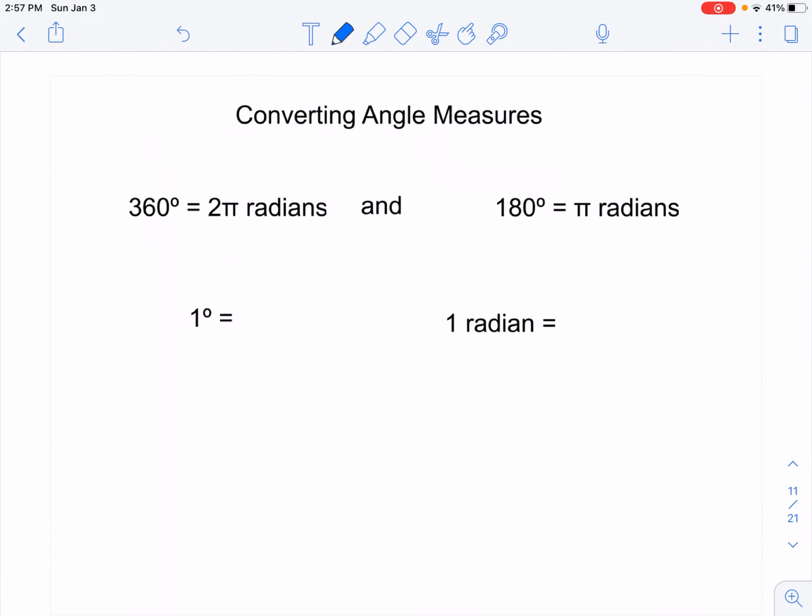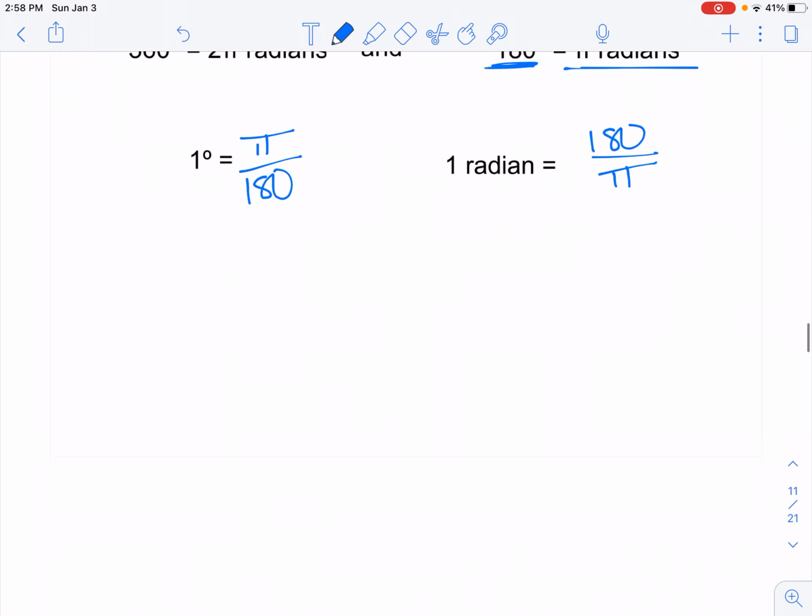So you can convert angles by using the fact that 360 degrees is equal to 2 pi radians. Or, if you divide both sides by 2, 180 degrees is equal to pi radians. So 1 degree would be equal to pi over 180 radians. And 1 radian would be equal to 180 divided by pi. So now we can go ahead and convert degrees to radians. But again, I don't want you to rely on this.